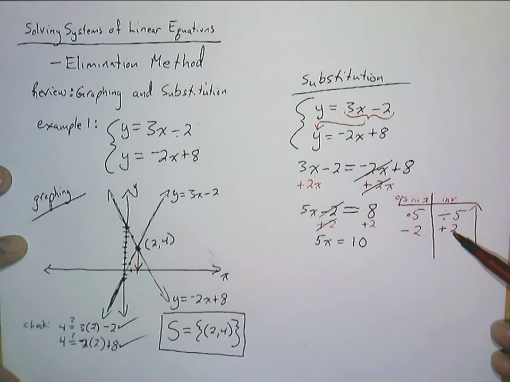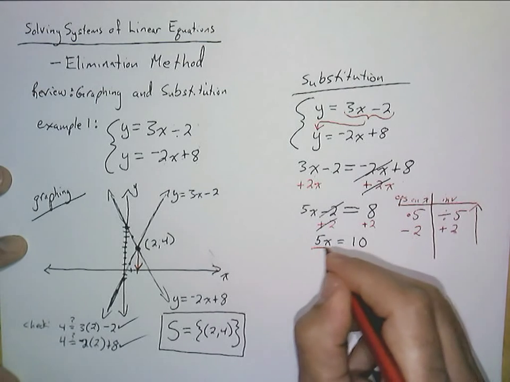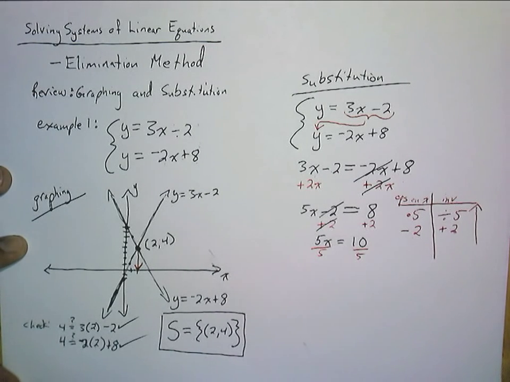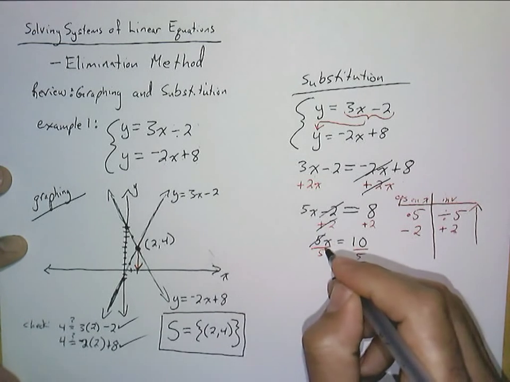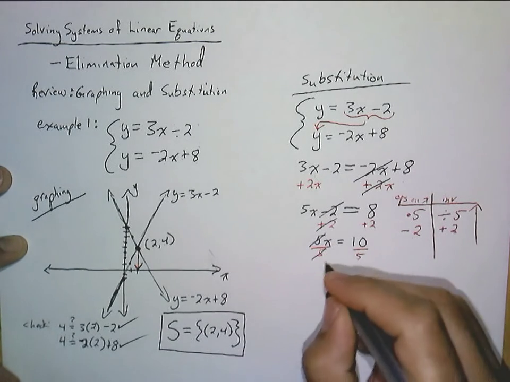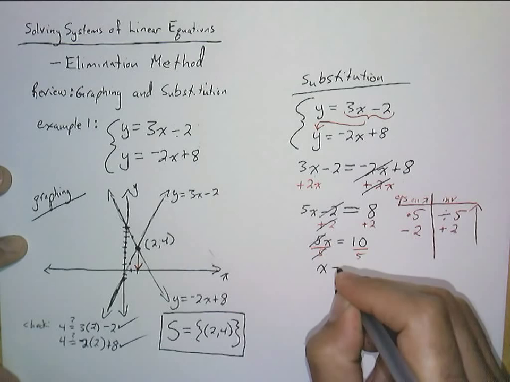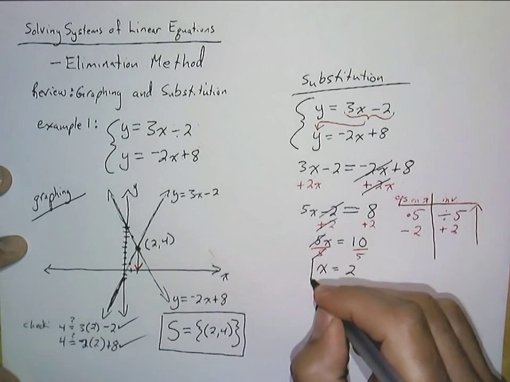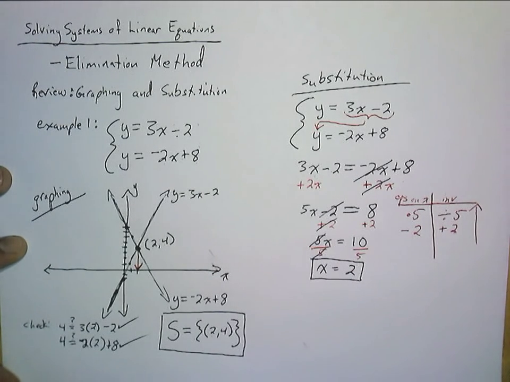So we've taken off our shoes. Now let's take off our socks. We're going to divide both sides by 5, so we can get rid of those. And now x is equal to 2. Oh, hey, and that's exactly what the coordinate of the point of intersection was over here. So there's half of our solution.